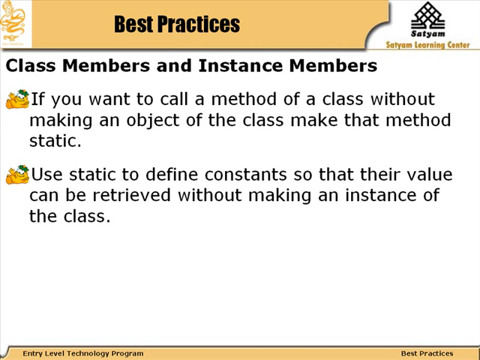Use static to define constants so that their value can be retrieved without making an instance of the class. If constants are not made static, they would occupy more memory, because each object would have its own copy of the constant value. In most cases, this does not make sense.